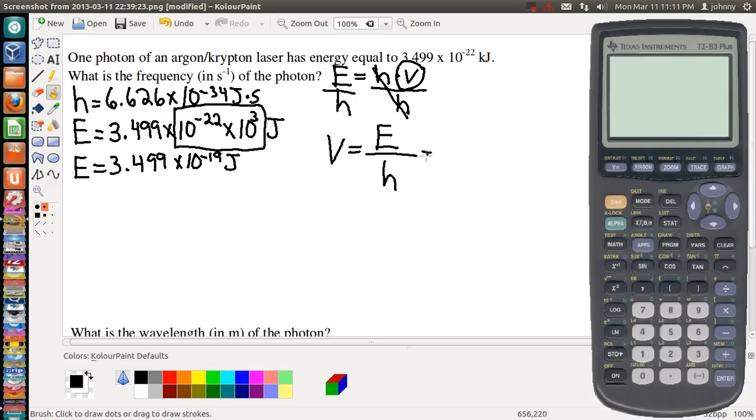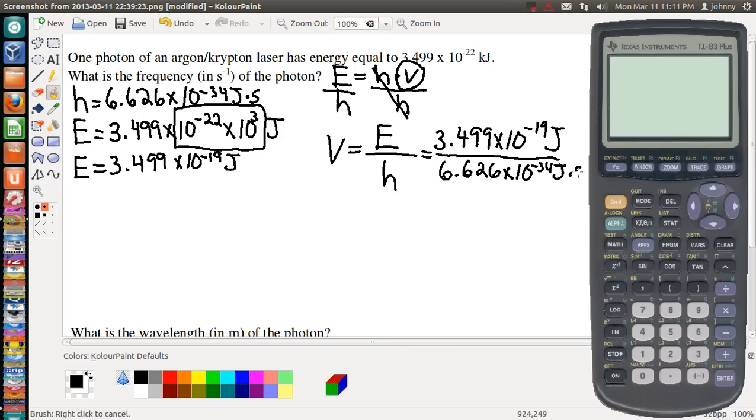So all we need to do is substitute these numbers in. E was 3.499 times 10 to the negative 19 joules, divided by Planck's constant, which is 6.626 times 10 to the negative 34th joules times a second.